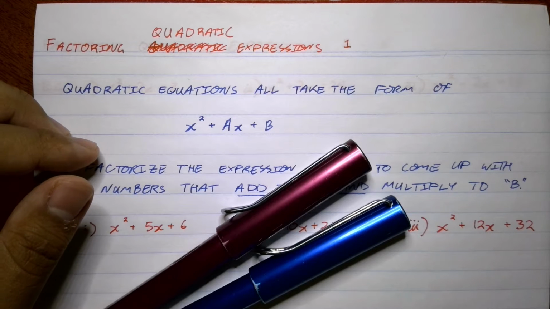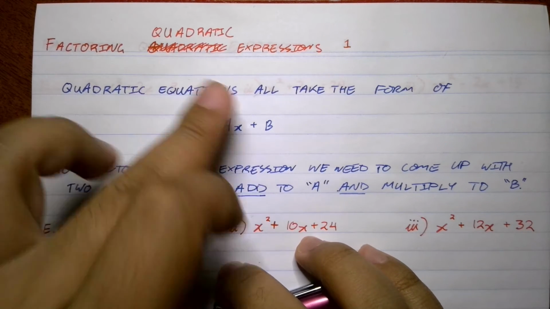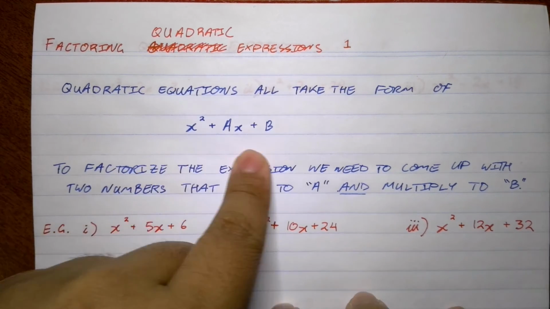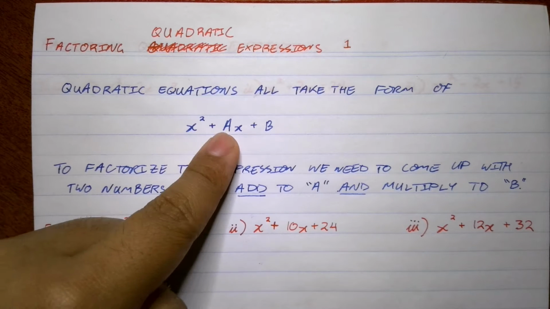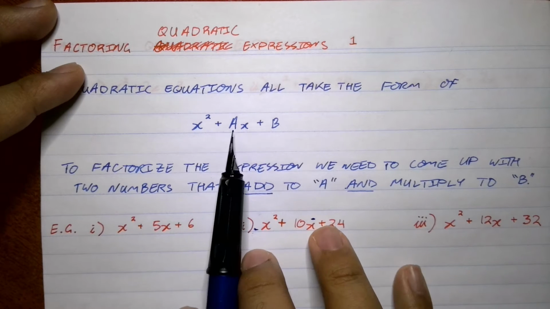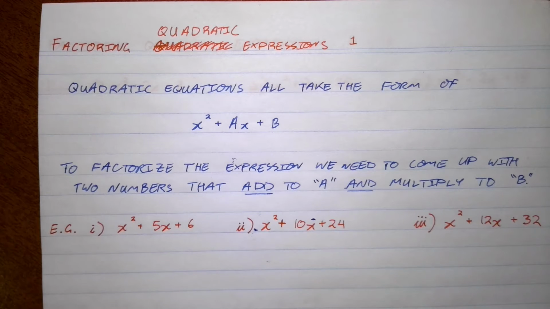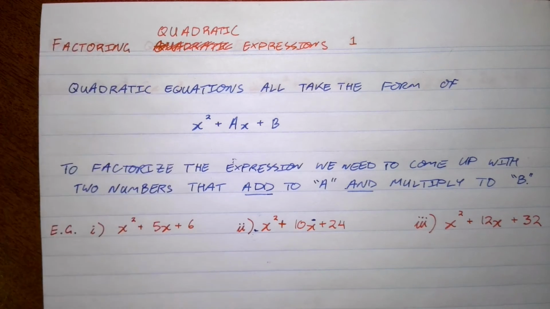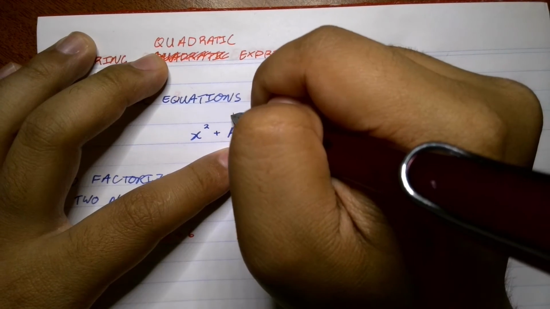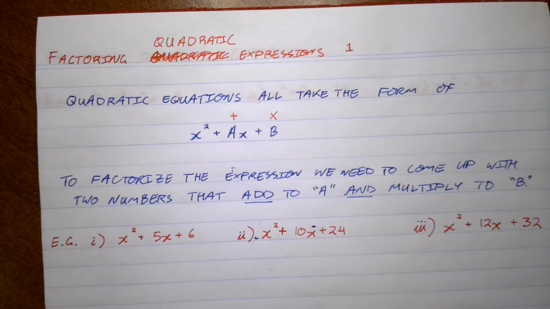We're going to look at how to factor these quadratic expressions, not equations. They all take the form of something like this: x squared plus ax plus b. To factorize the expression, we need to come up with two numbers that add to this value a and multiply to b. So I'll write it above so you can remember. We need two numbers that add to a and multiply to b.